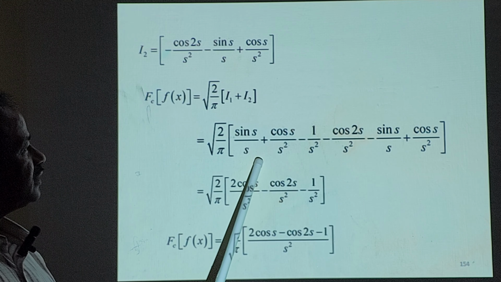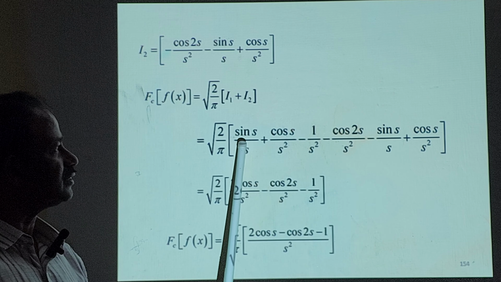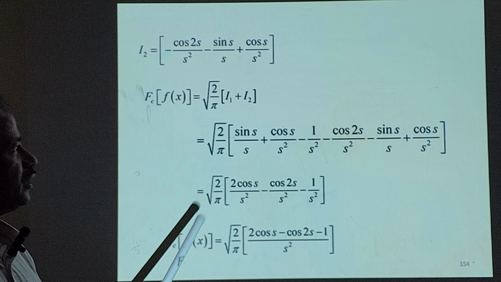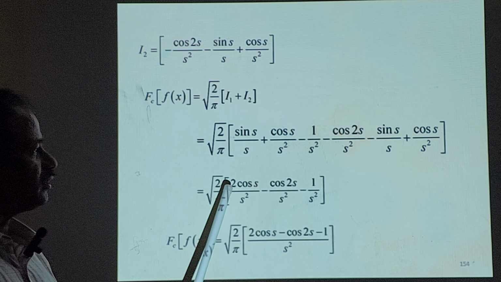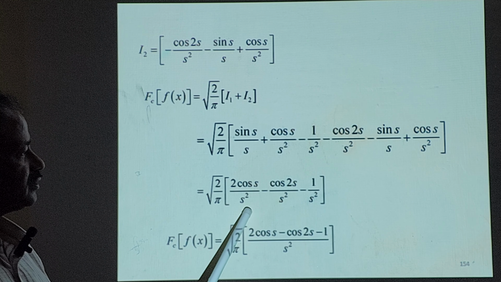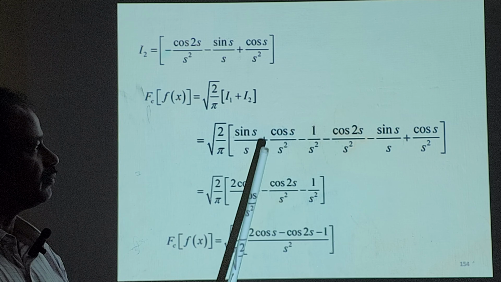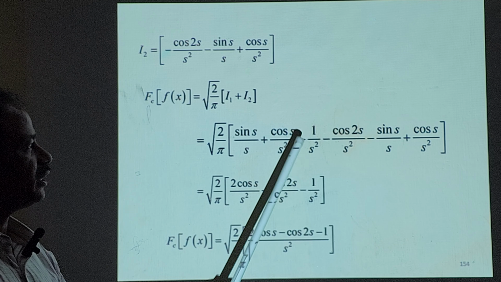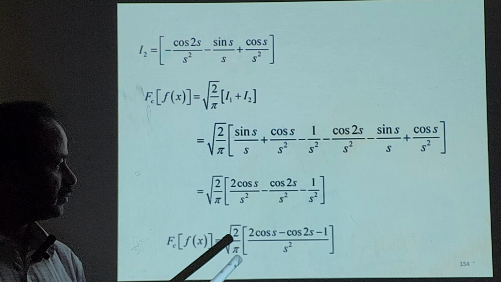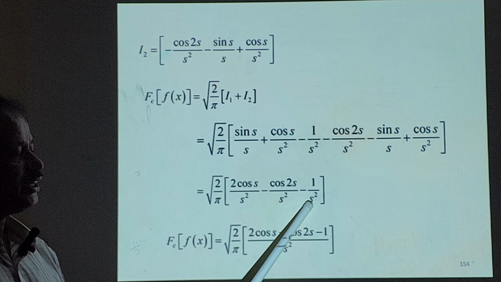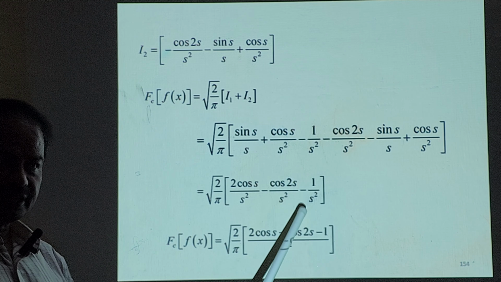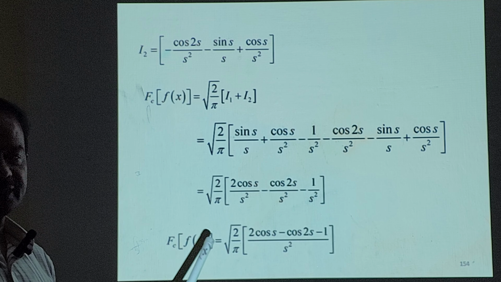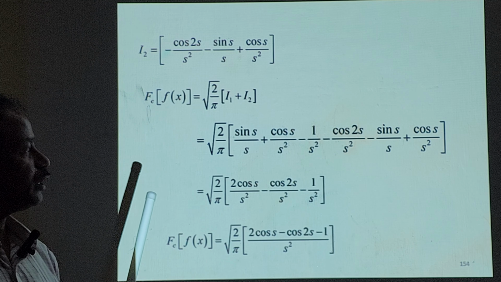Okay. Now sin s divided by s, this one will get cancelled. See, sin s by s will get cancelled, and the cos s terms will combine together, which will give us 2 cos s divided by s squared, correct? And the next one will be cos 2s divided by s squared, and this term is here. So here s squared in the denominator, we can combine together, we can write exactly like this, and this is your Fourier integral. Okay.